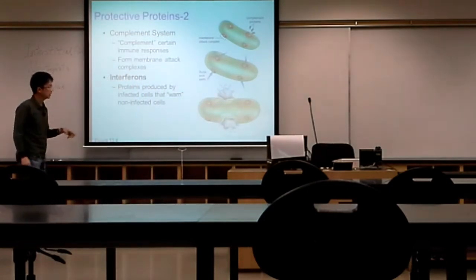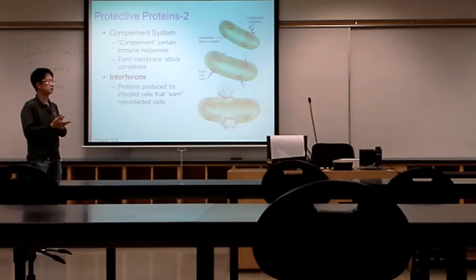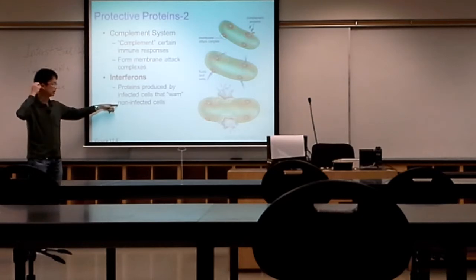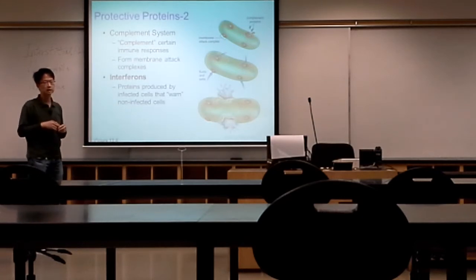And then interferon is very interesting. It applies to many cases. We will go back to interferon later in today's lecture. Interferon is a protein produced by infected cells to tell other non-infected cells. If some of our body cells get infected, they start secreting this interferon protein, and it tells other healthy cells that have not been infected that we have a foreign invader.